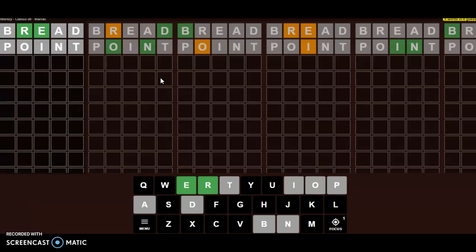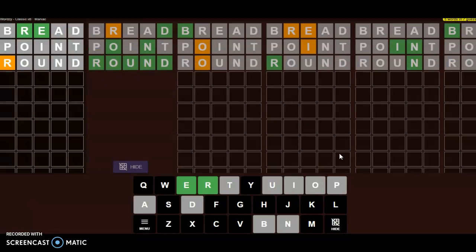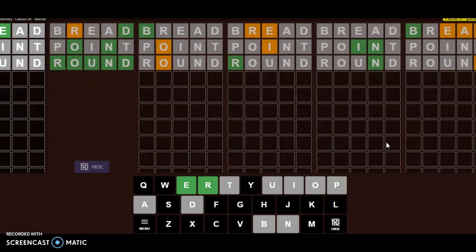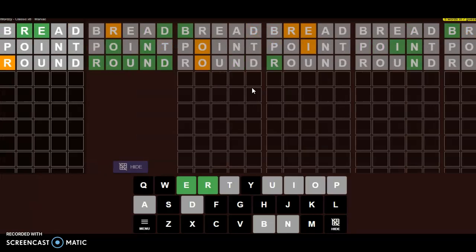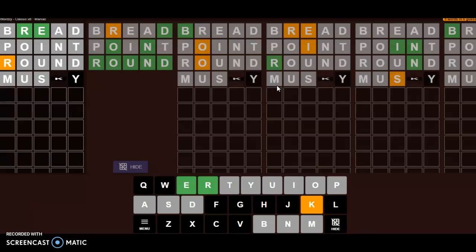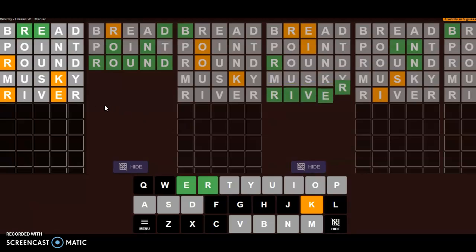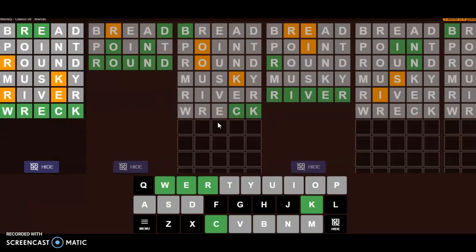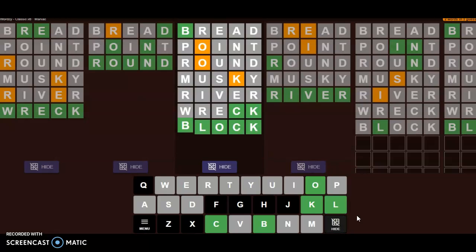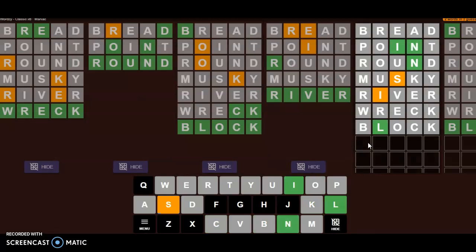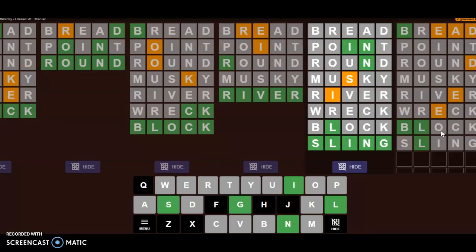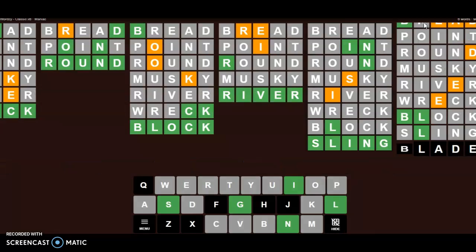Actually, before we do that, let's go here with drowned. It can be river or riser, so I'll come back to that later. That's it. Okay, then let's see what the word musky will give us. Yeah, I will do river for this middle one. Okay, the K will definitely go at the end, and then probably a C, so R-E-C-K, wreck. Let's go with the word wreck, okay.